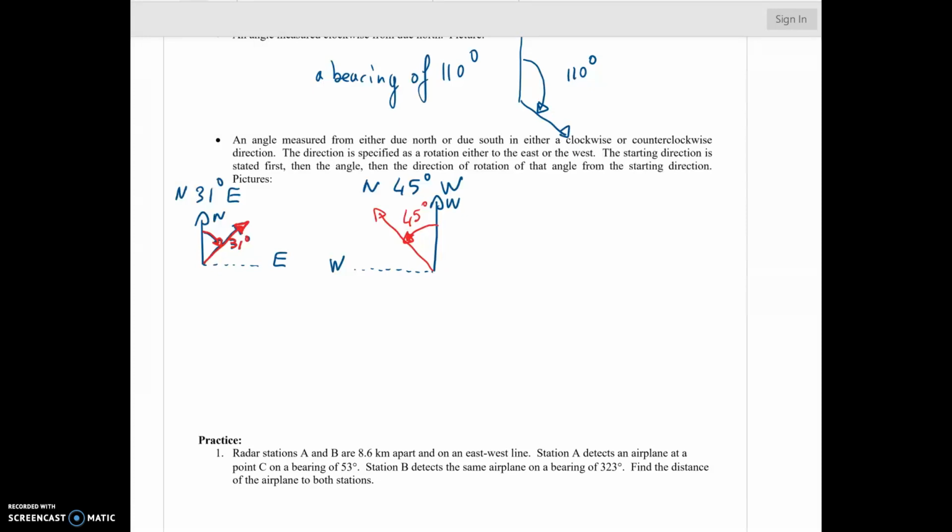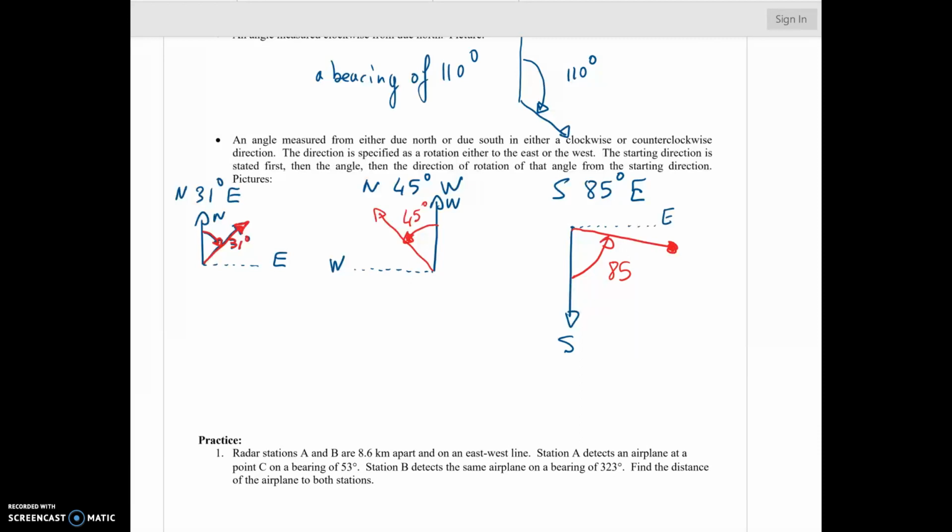Now, if I give you another one, let's look at south 85 degree east. Sorry for the noise. That is east. This is south. 85 degrees. Actually, 85 degrees is close to 90, so it's going to be more something like this. South 85 degrees east.